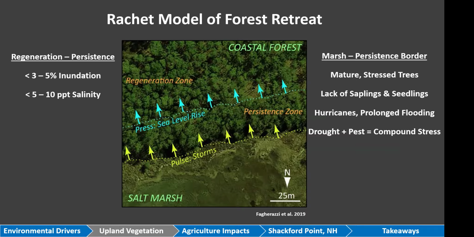Now, I'd just like to highlight, maybe in this persistent zone, if you were thinking about a project, thinking about how often it gets inundated and what the soil or the pore water salinity might be really indicative of this persistent zone.